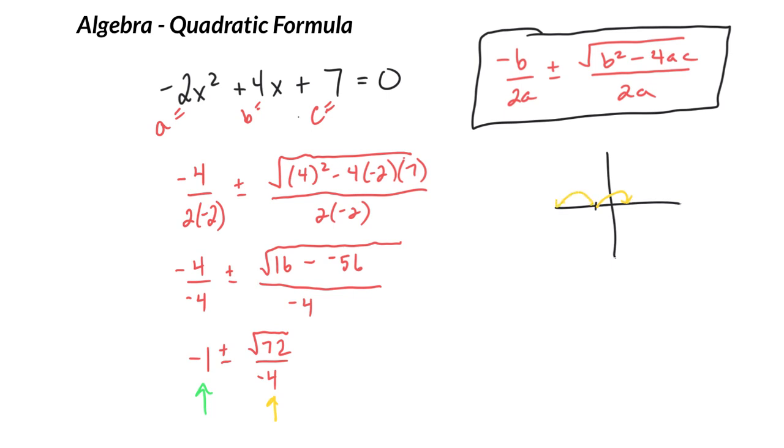Okay, but we certainly could reduce the square root of 72 because that is the same as 36 times 2, which is 6 square roots of 2. So we could rewrite this as 6 times the square root of 2, and then of course 6 divided by negative 4. We could write negative 1 plus or minus 3 square roots of 2 over negative 2.